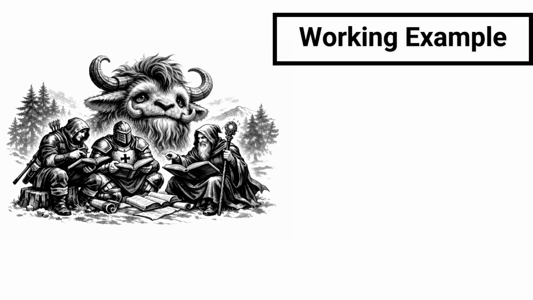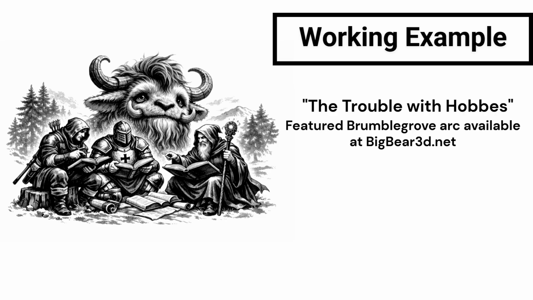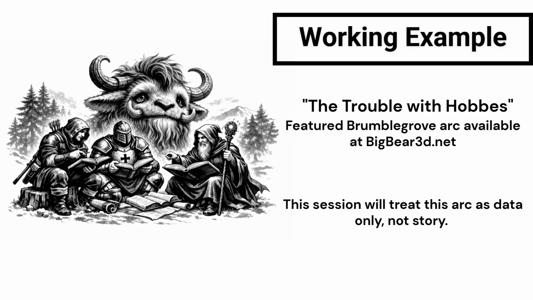Throughout this session, we will use a single 3-quest arc from my in-development module, The Trouble with Hobbs, as a worked example. A free preview of the Brumble Grove arc featured is linked in the description for those who would like to follow along narratively. For the purposes of this session, we will be treating that arc as a data model, not a story. Brumble Grove demonstrates branching state resolution, rather than branching story paths, but the same reverse design, conditional flag, and state collapse tools shown here are exactly what allow branching narratives of any scale to remain coherent.